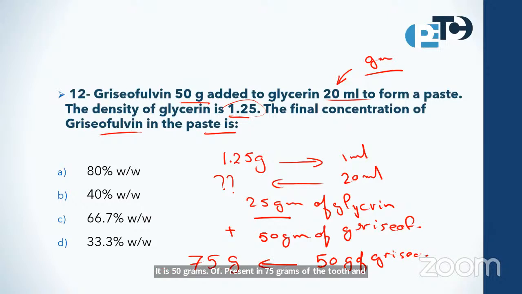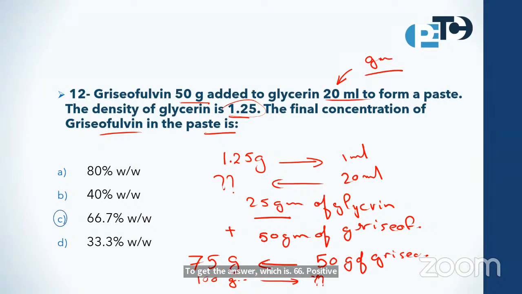Can we get the percentage? Now it is easy. Consider that the total weight is 100 grams. Okay. So how many grams of the griseofulvine present in this? Let's multiply 50 by 100 over 75 to get the answer, which is 66.7.